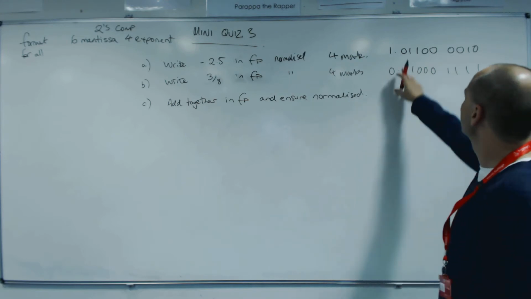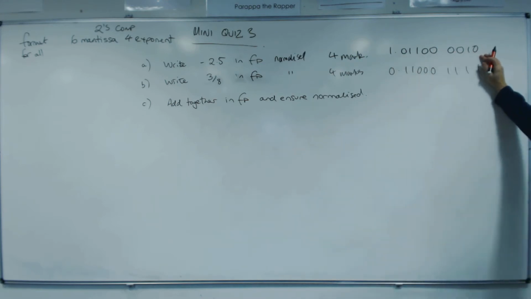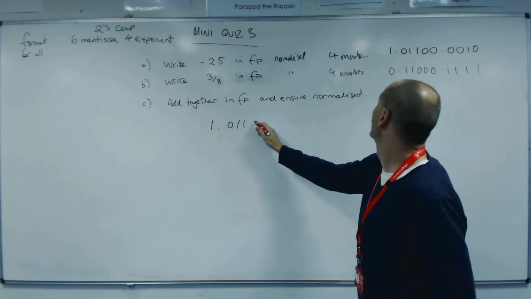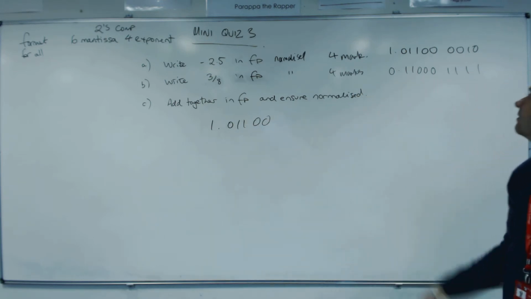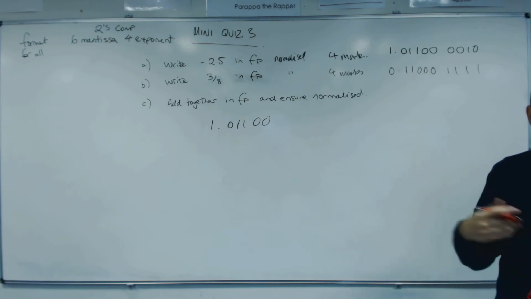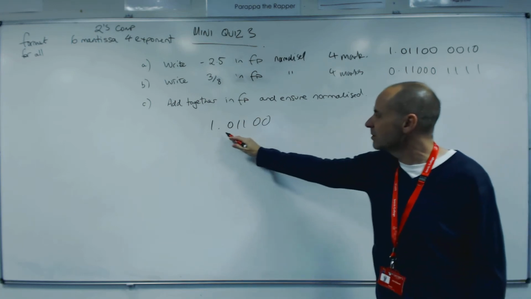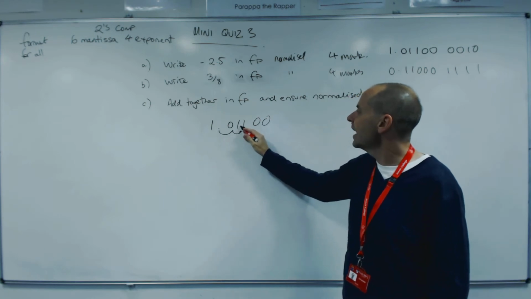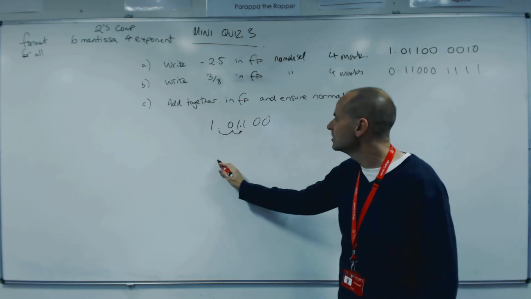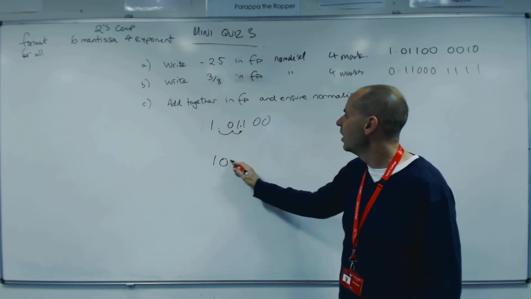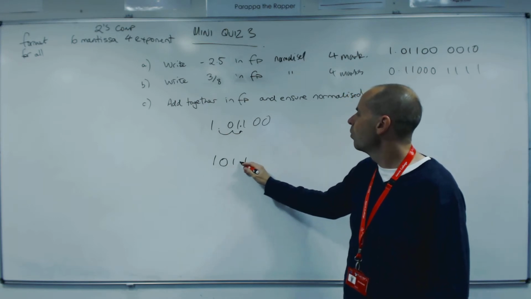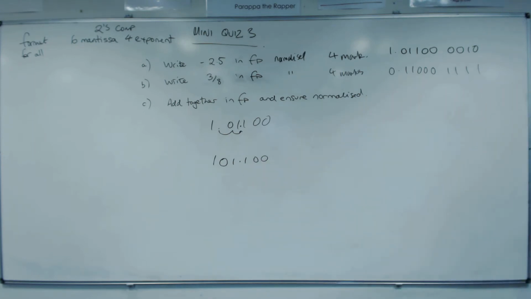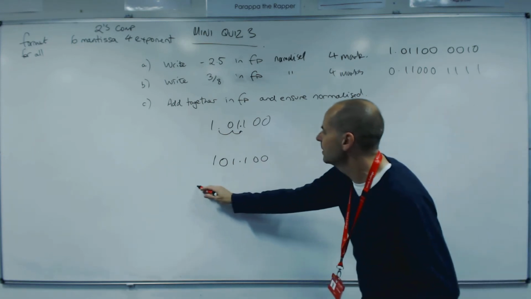So if we look at the first number, we had 1.01100. The exponent was 2, so this needs to get 2 places bigger, which means the binary point needs to come this way. So we're going to go 1, 2. So it ends up there. So the first number we've got to add is going to be 1 0 1 1. Make sure you've got the binary point because that's crucial for adding this up properly. So we've got that number and we're going to add something to it.